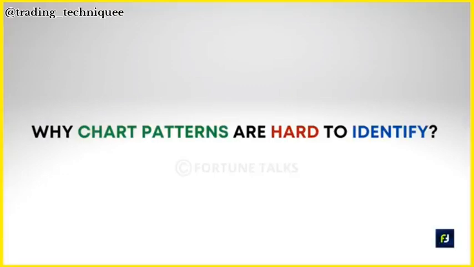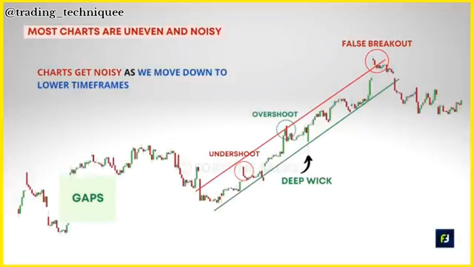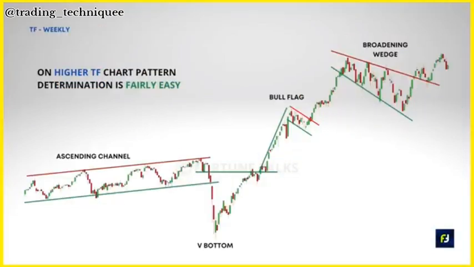Let me explain the reasons why spotting chart patterns is a difficult task. Number 1, most charts are uneven and noisy. Most stock and index charts consist of deep wicks, price gaps, false breakouts, overshoots and undershoots, all resulting in making pattern determination a hard task. This is particularly true when we move to the lower time frames. What this means is that on a higher time frame like daily, weekly, etc., the chart pattern determination is fairly easy and forms slowly so that we get enough time to plan our trades appropriately.